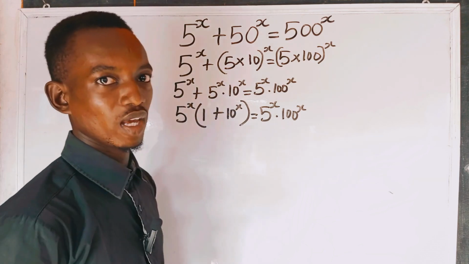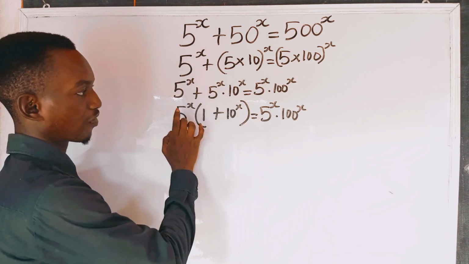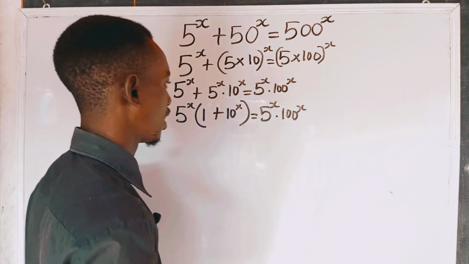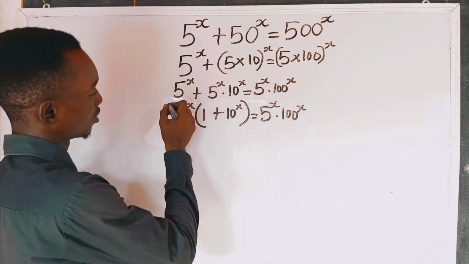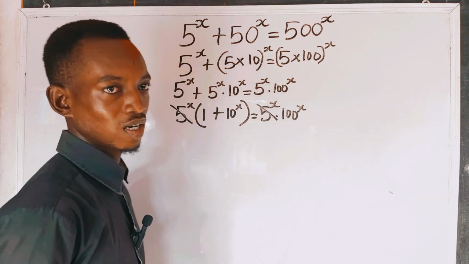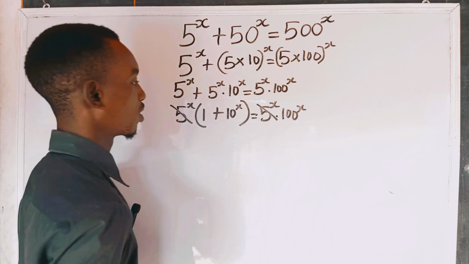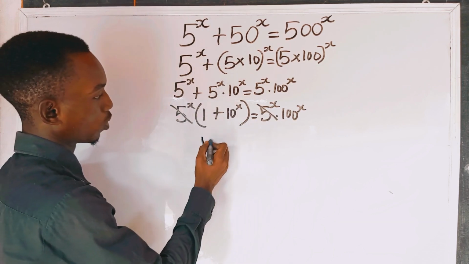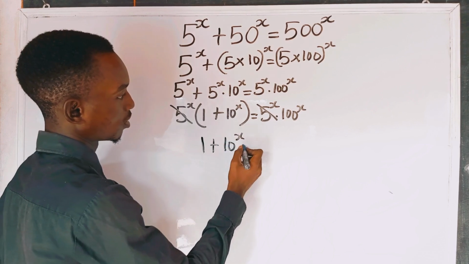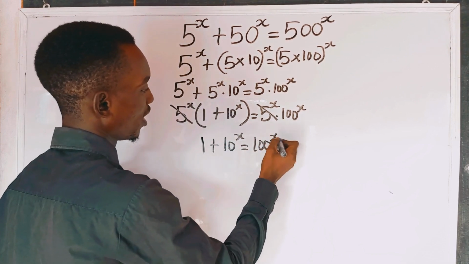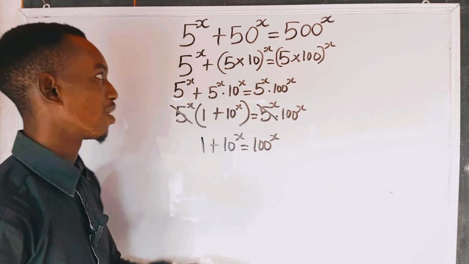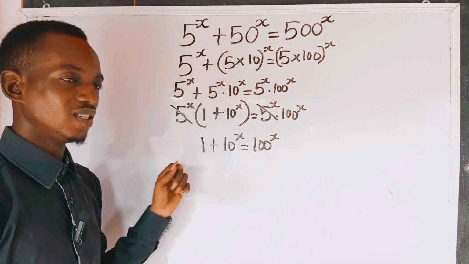Okay, so what I am going to do here is divide both sides by 5 to the power of x, so I have to cancel it out. But we don't have to divide, you can just cancel it out directly because it's exactly the same. Now we'll be left with 1 plus 10 to the power of x equals 100 to the power of x. Very, very nice. We have simplified this to this.